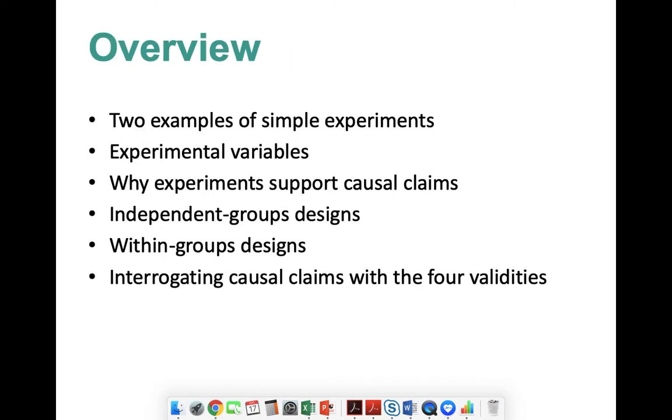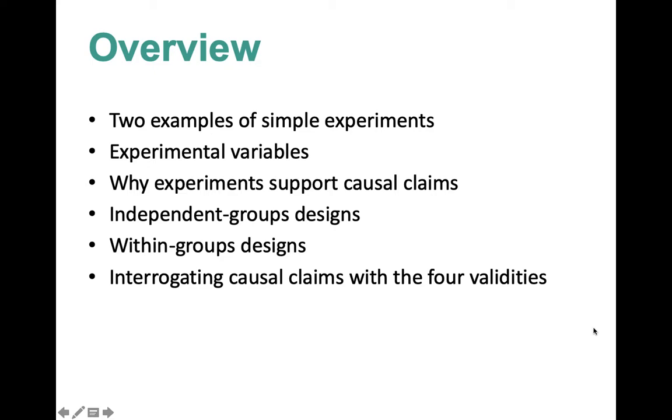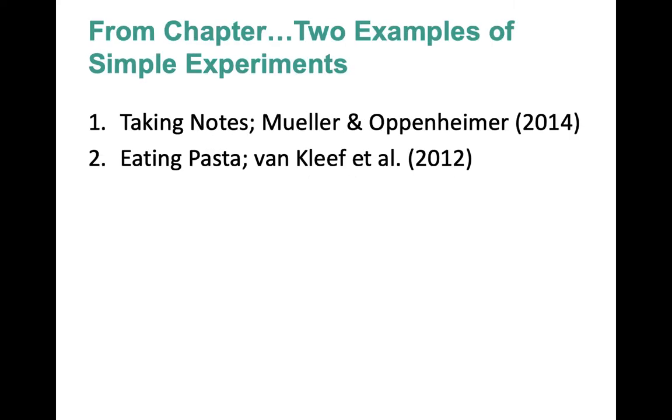So for an overview, I'm going to give two examples of experiments, and these will be examples that are from the textbook and that I come back to in this lecture as a way to explain some of the concepts. I'll do a review of experimental variables. We'll review why experiments support causal claims. I'll then review the two main types of experimental designs that are independent groups designs as well as within groups designs, and then I'll finish the lecture by talking about how we interrogate causal claims with the four validities.